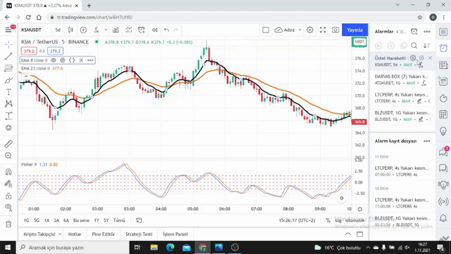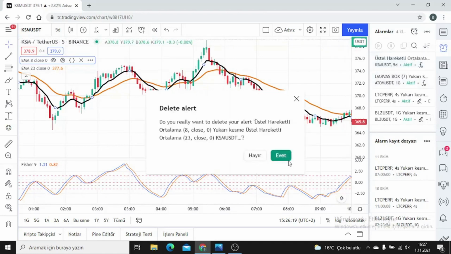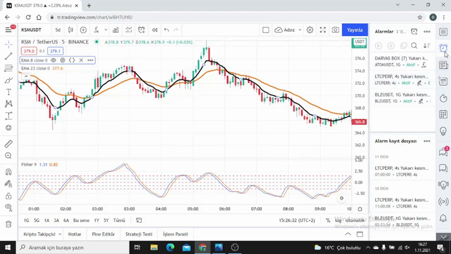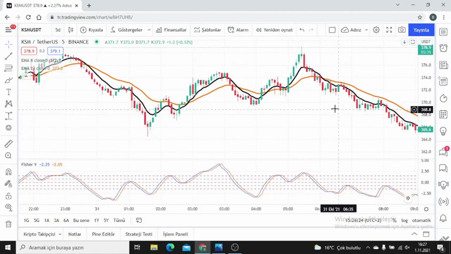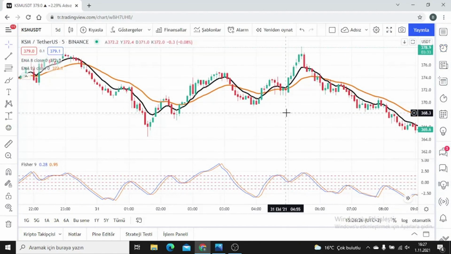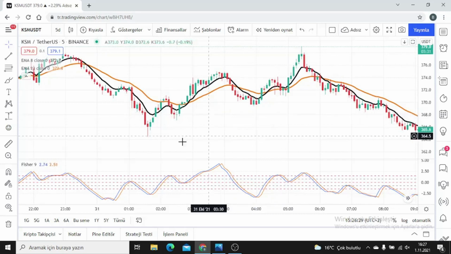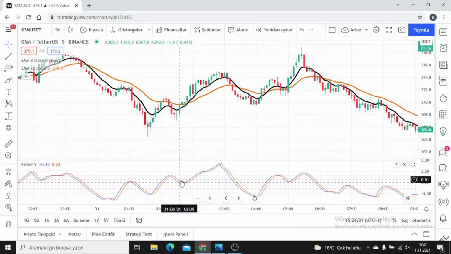We can see the alarm here. As you can see, friends, here are exponential moving averages. I'm closing this for now. You can check it this way, guys. When your alarm goes off, on the other hand, you confirm it with Fisher transform. You check if that signal is really a buy signal. This is how you deal with it, guys. As much as possible, you stay away from losses in fake buy signals, false buy signals.